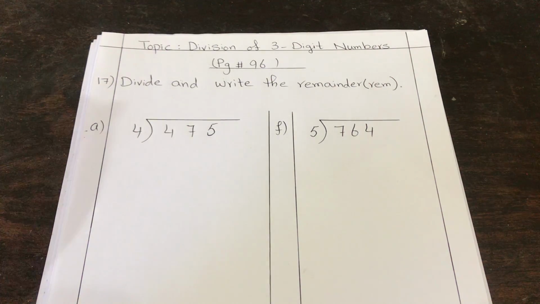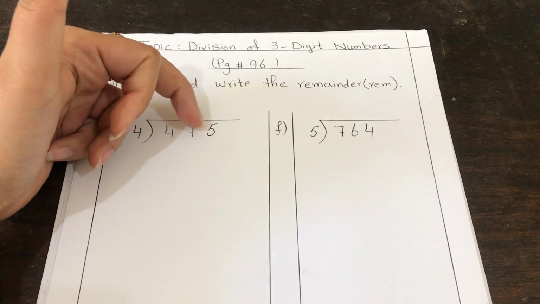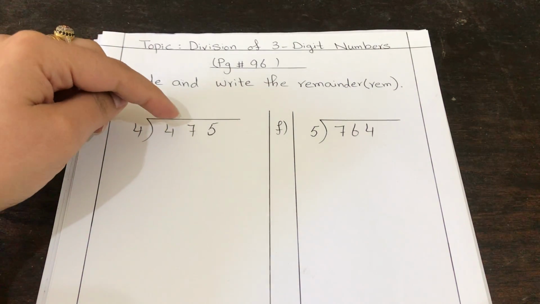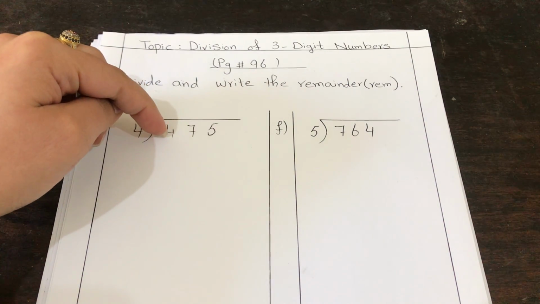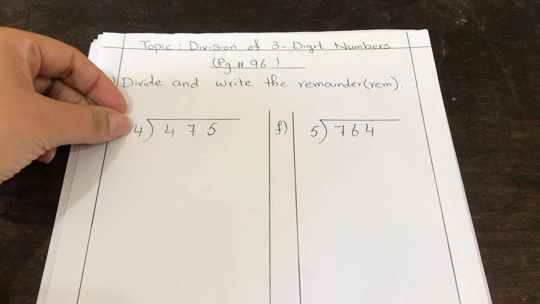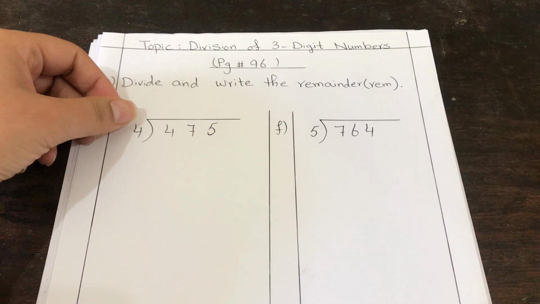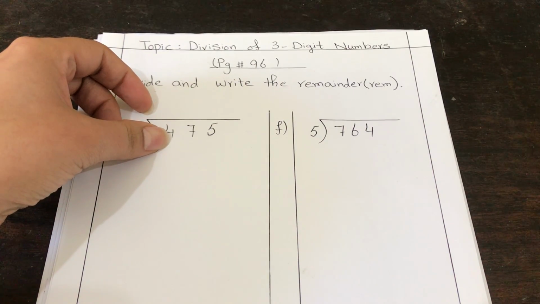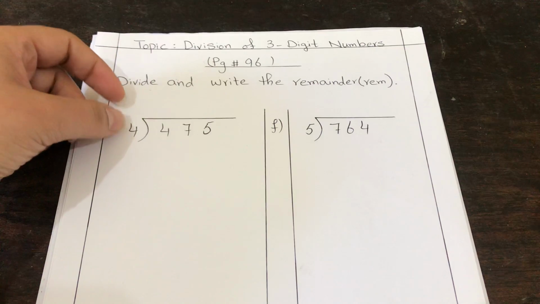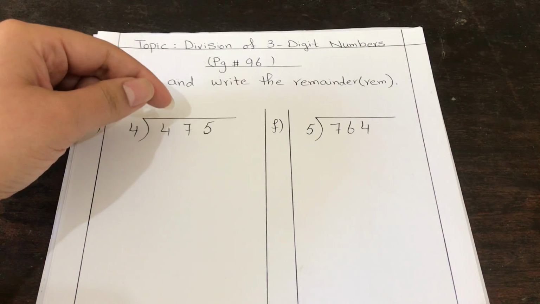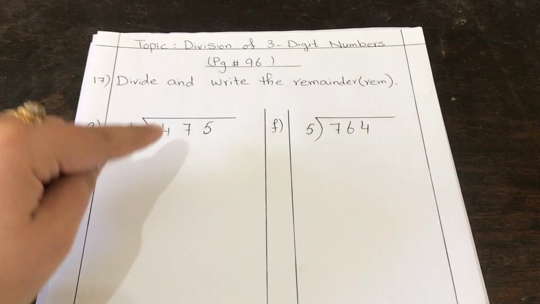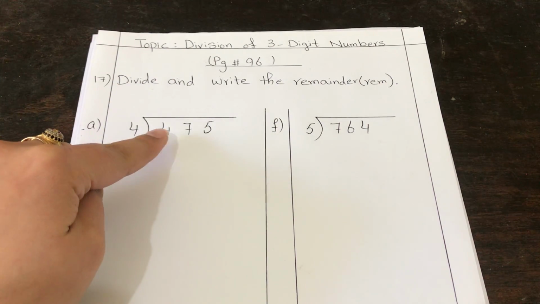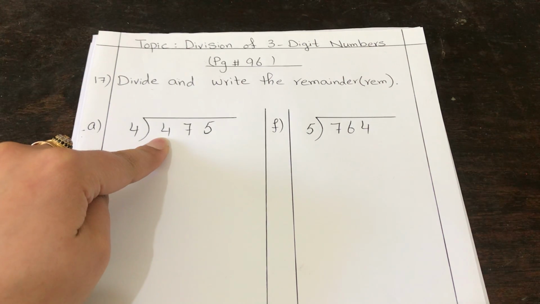In a 3-digit number, you have places ones, tens, and hundreds. And we always start division from the hundreds place. Now we have to read out the table of 4. Students, I have already told you if your digit is not exactly divisible by your divisor, then you should find out a number that is a multiple of your divisor but smaller than your dividend.